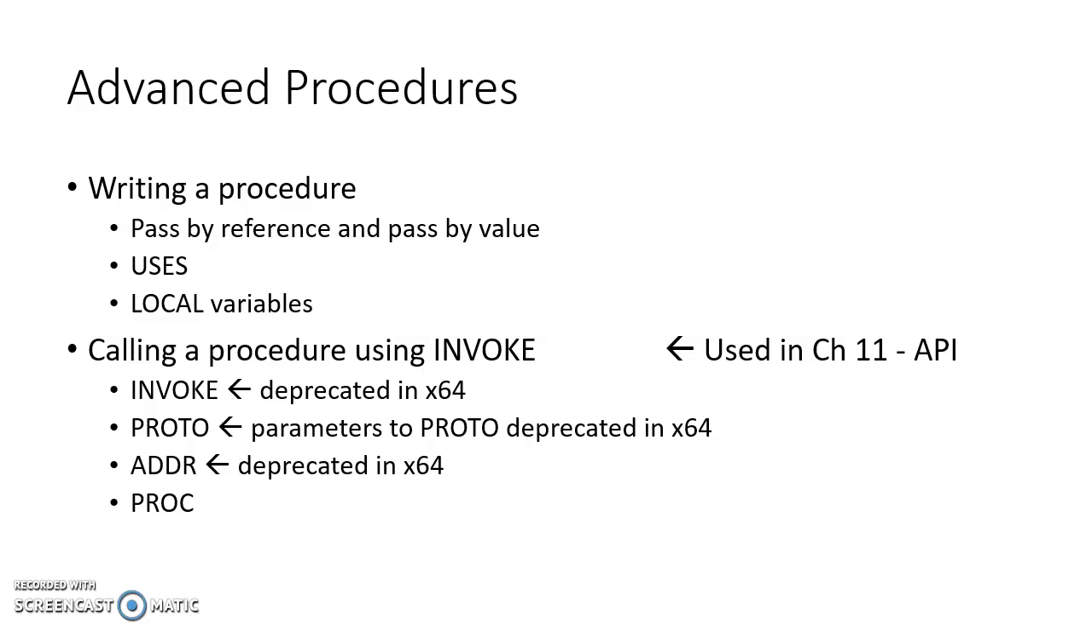This video is for Irvine Chapter 8, and I want to take a look at INVOKE. INVOKE, as a way of calling a procedure, is deprecated in 64-bit. And when an INVOKE is used, ADDR is used as one of the parameters. That's deprecated in 64-bit. In order for us to use a procedure that we're later going to invoke, we need a PROTO. PROTO still exists in 64-bit, but not the parameters that we're going to see.